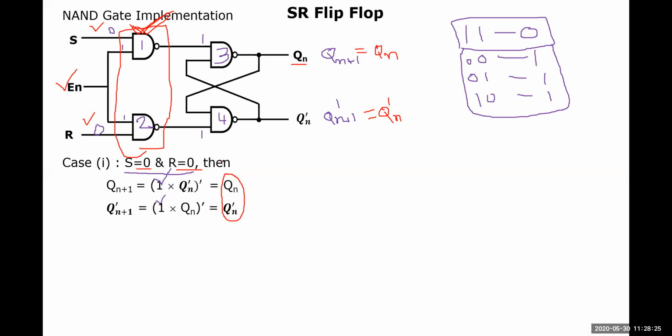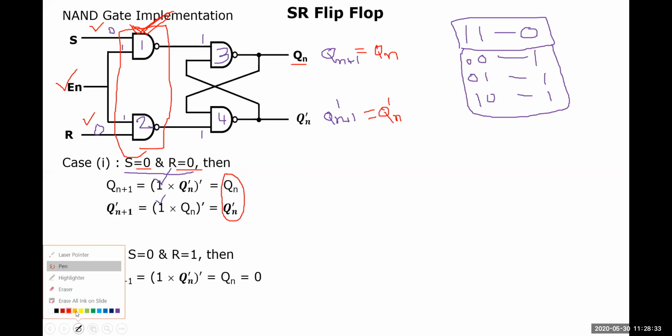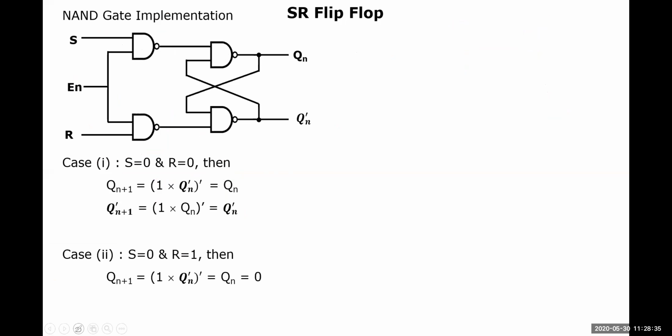Secondly, if you send the data as 0, 1, let me erase everything and I will come back to you one more time. Here 0 has been passed and here 1 has been passed, and here it is 1. Enable is always 1. So with 0, 1, the output will be 1.